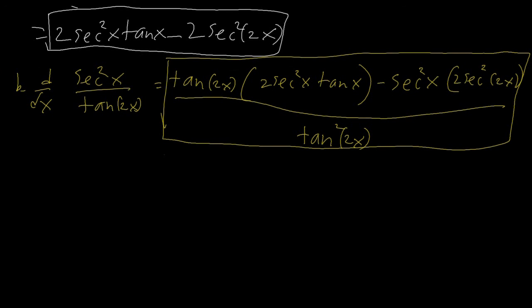Okay, let's look at part C. So, part C, the question was the derivative of secant squared of x over x times the tangent of 2x, right? h of x was x. So here we're also going to use the quotient rule, but we also have two functions being multiplied together, so we're going to use the product rule as well. But anyways, let's get started.